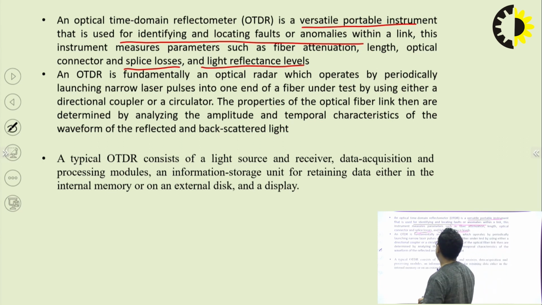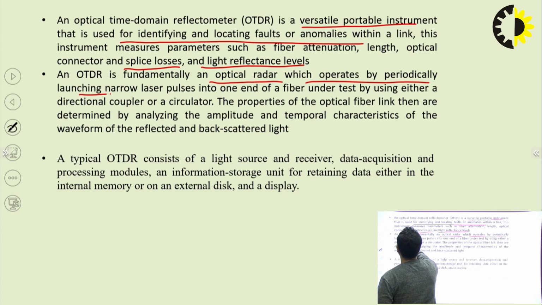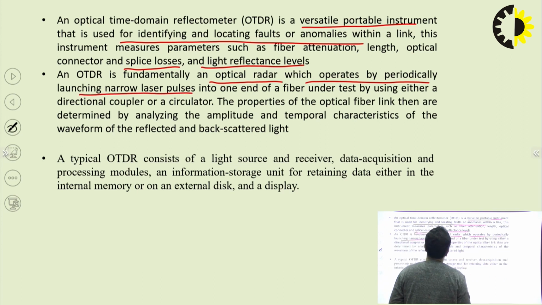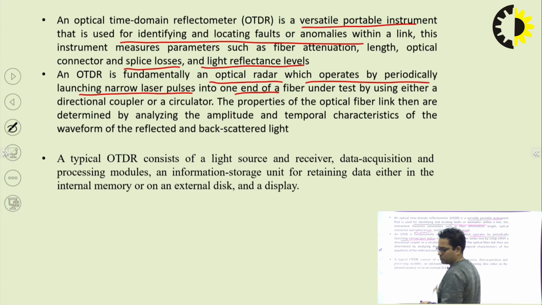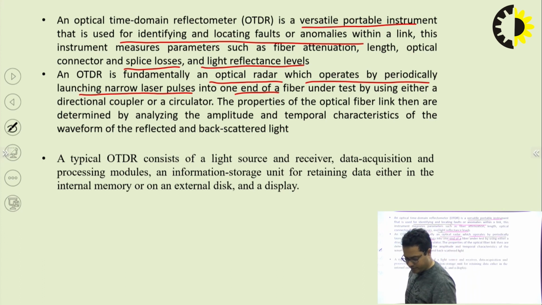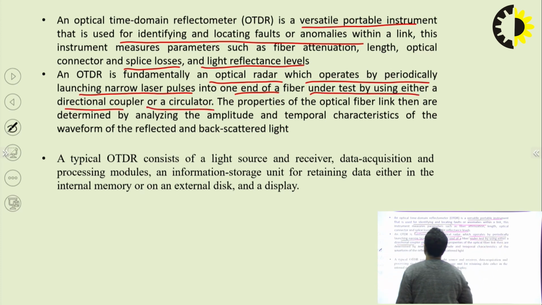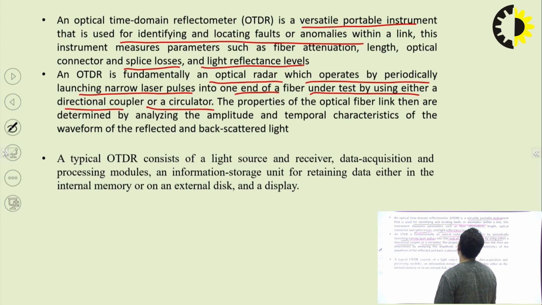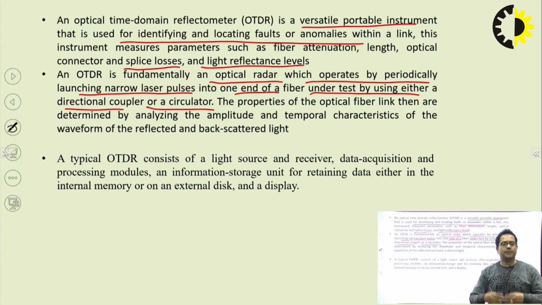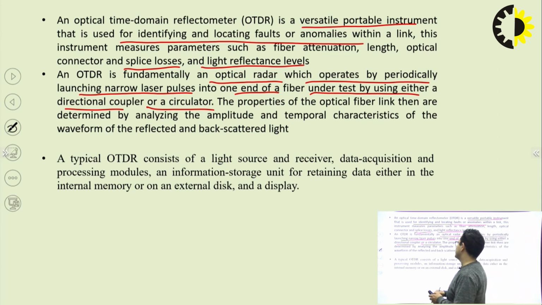So the OTDR is fundamentally an optical radar which operates by periodically launching narrow laser pulses into the fiber under test, using either a directional coupler or a circulator. The properties of an optical fiber link are then determined by analyzing the amplitude and temporal characteristics of the waveform of the reflected and backscattered light.